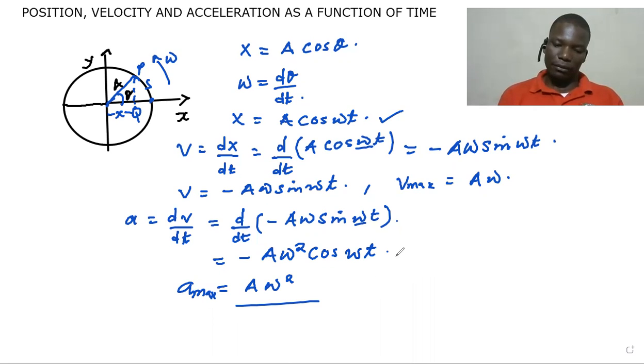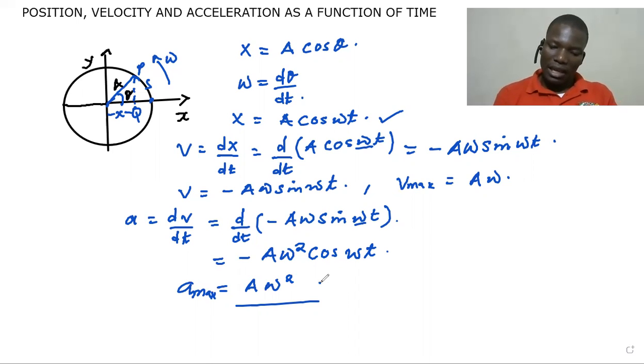We also have to note that the maximum acceleration occurs at negative A, when the oscillation is on the other side, because the oscillation is between positive amplitude and negative amplitude. Maximum velocity occurs when x is equal to 0, when the system comes into equilibrium. And you get maximum acceleration at negative amplitude, negative A.